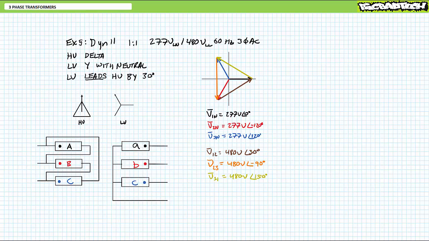The simplified connection diagram for a DYN11 configured 3-phase transformer might look something like this. The delta configured primary shows a continuous connection from A node dot to B dot, B node dot to C dot, C node dot back to A dot.